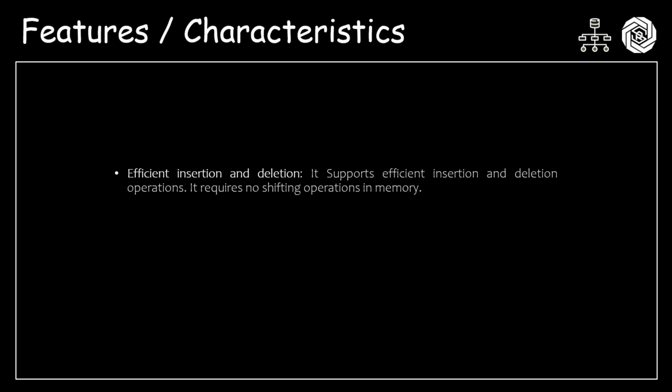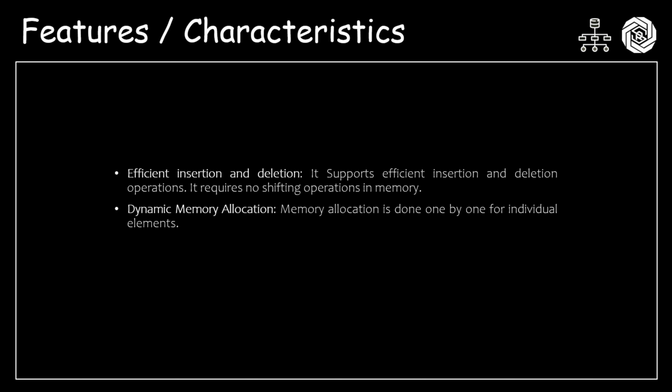Let's go through some key features of linked lists. Efficient insertion and deletion. Adding or removing nodes doesn't require shifting elements like arrays. Dynamic memory allocation. Memory is allocated one by one for individual elements as they are created. This is a major advantage for flexible memory use. Sequential access. Accessing elements is sequential. This means finding the nth element requires traversing from the beginning, which is slower than in an array.